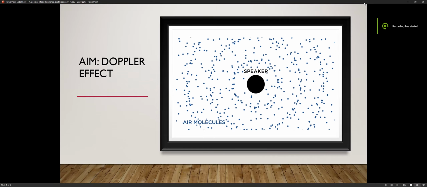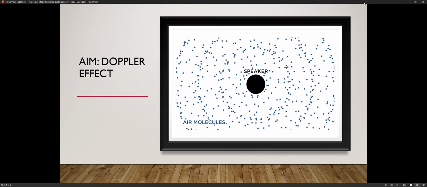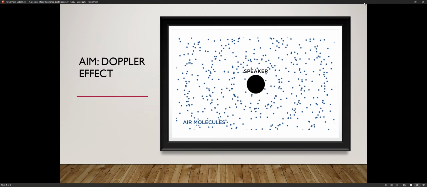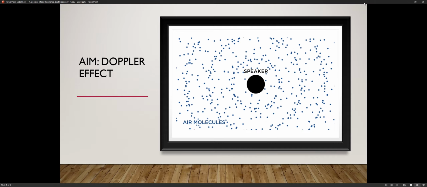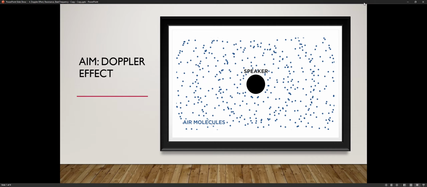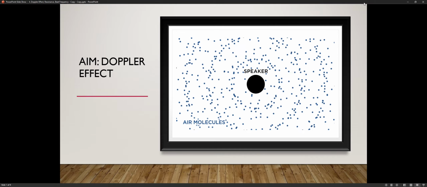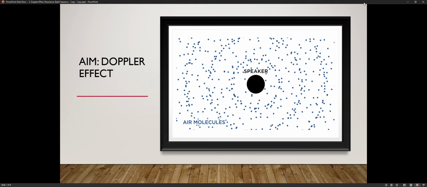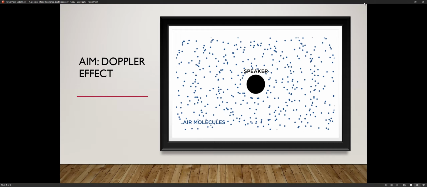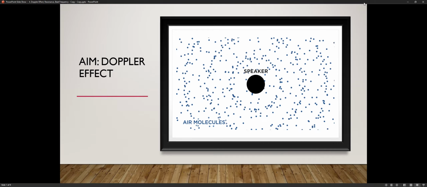Alright, today's lesson is going to be on the Doppler effect. Maybe some of you have heard of this in real life. Maybe not the exact name, but the phenomenon maybe you've heard of before. And so it's going to be on the Doppler effect. But before we talk about it, let's go into a bit of review.